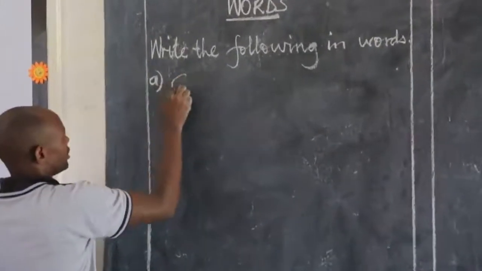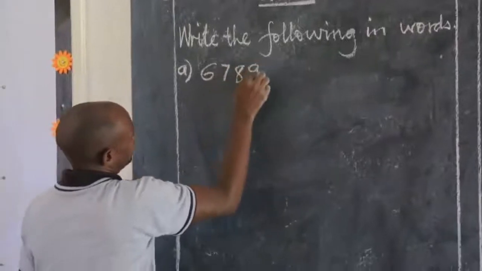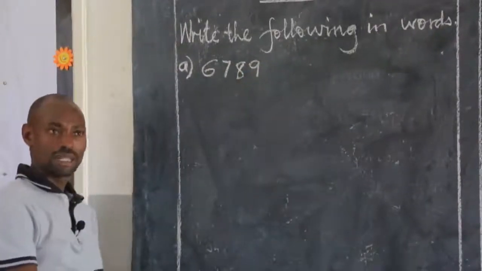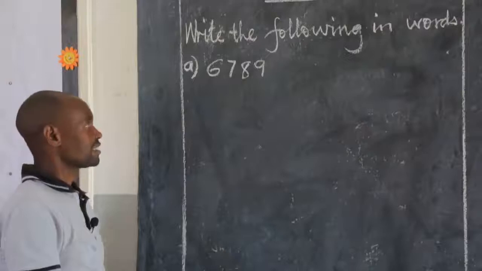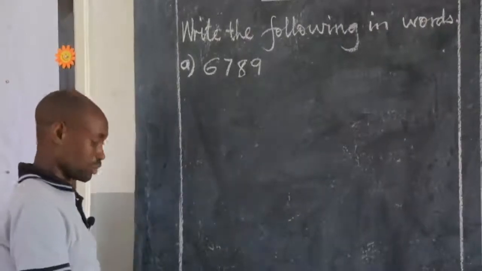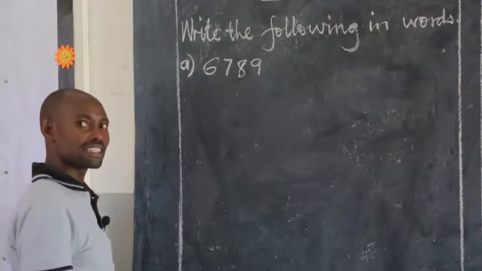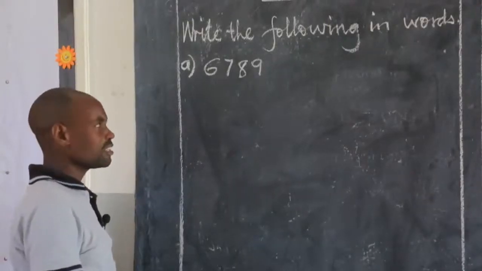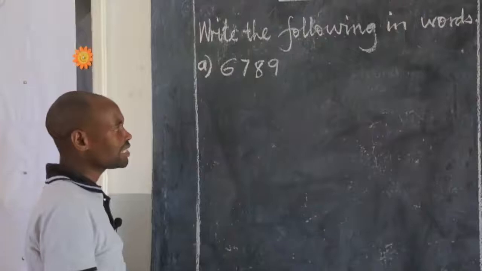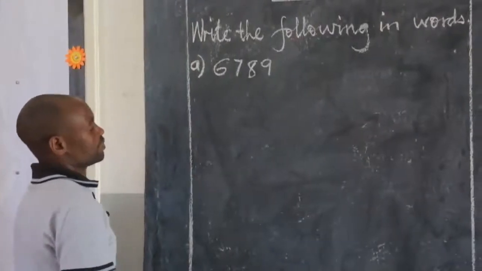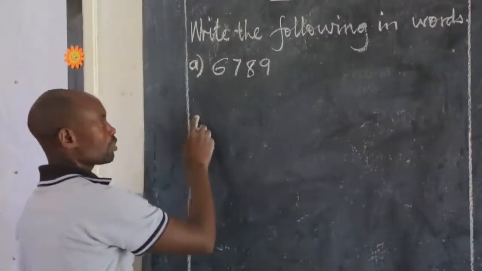If I give you this, can you write this one in words? I think you can. And if you can't, I am going to teach you in today's lesson. I don't know whether you have ever seen commas in a number. And do you know how those numbers are put in a given figure? If you don't know, this is how we put commas.